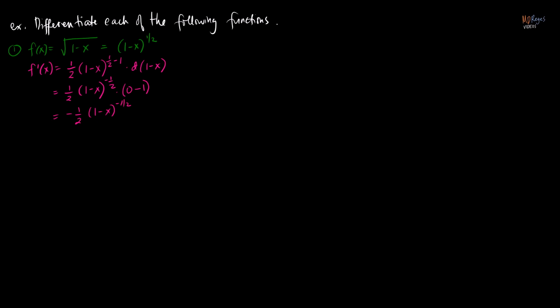We'll have negative 1/2 times 1 minus x raised to negative 1/2. Again, we don't want a negative exponent in the final answer, so we write 1 minus x raised to 1/2 in the denominator and get negative 1 over 2 times 1 minus x raised to 1/2. In radical form, that's negative 1 over 2 square root of 1 minus x. No need to rationalize your final answer. This is the derivative of f of x.